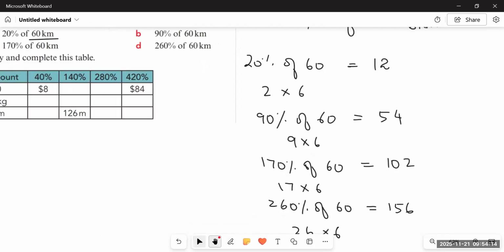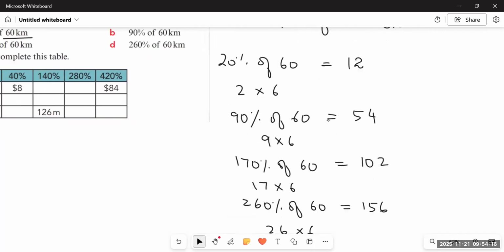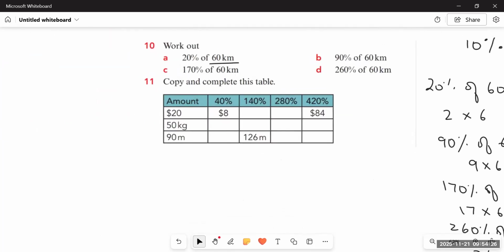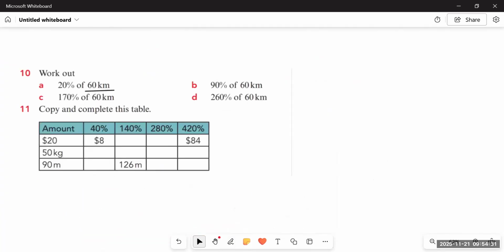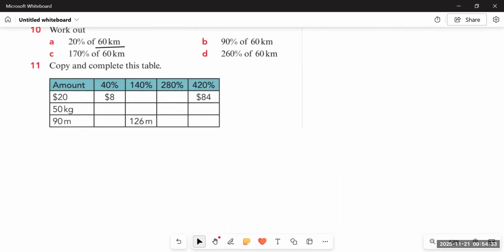That's it. Okay, students. So these are the answers: 12 kilometers, 54 kilometers, 102 kilometers, and 156 kilometers. In all these cases, we simply have to multiply. We'll replace the percentage sign with upon 100 and "of" with a multiplication sign, and there you go.